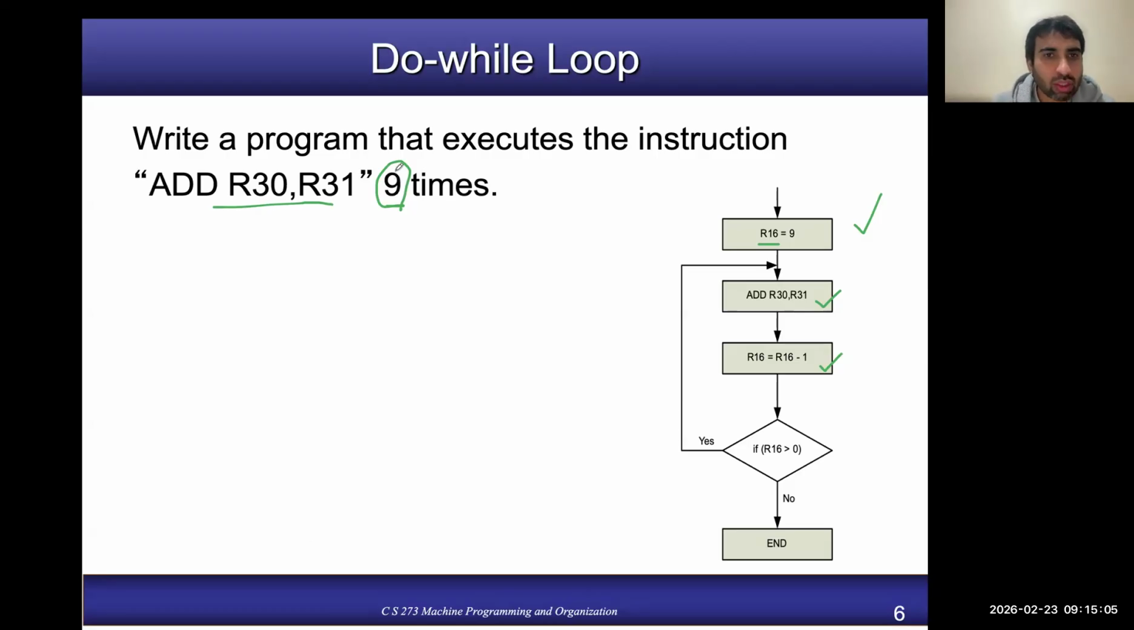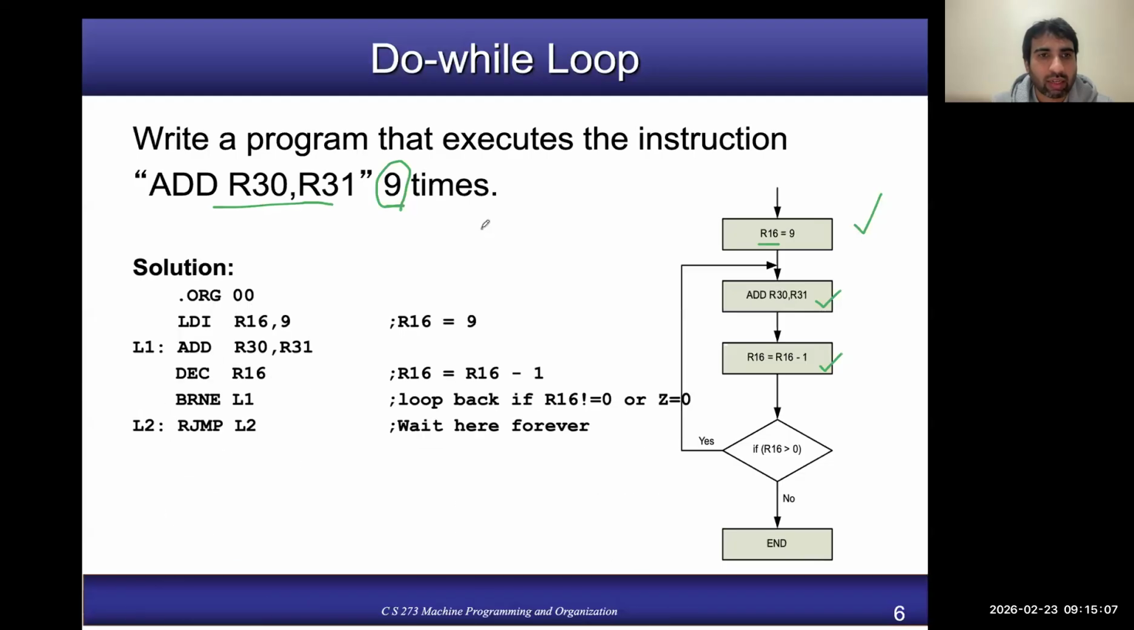Okay, so now let's have a look. You know what this directive .org is. We are basically saying that whatever we are going to write, put it in the code memory. Here we are first loading 9 in R16 through the load immediate instruction. Then we add the two registers R30 and R31, then decrement R16.